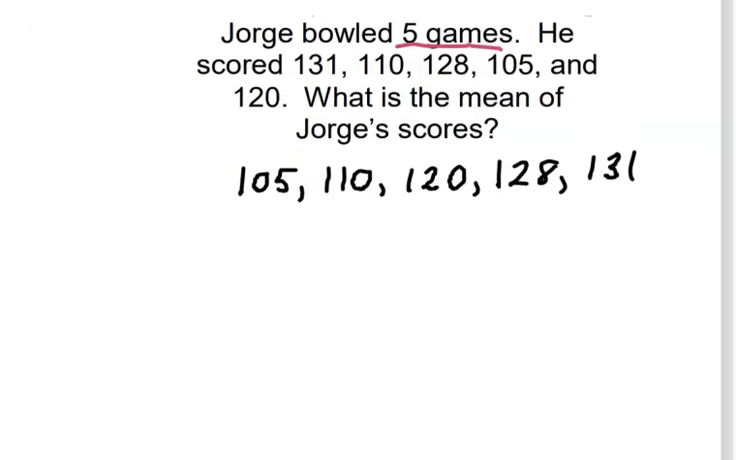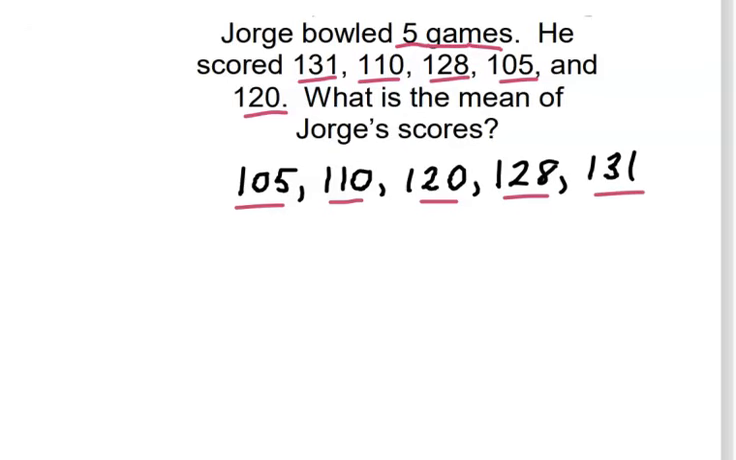All right, we have George bowled 5 games. He scored 131, 110, 128, 105, and 120. What is the mean of George's scores? Okay, so the mean means we're going to add them all up. 1, 2, 3, 4, 5 numbers. We're going to add them up and divide by 5.